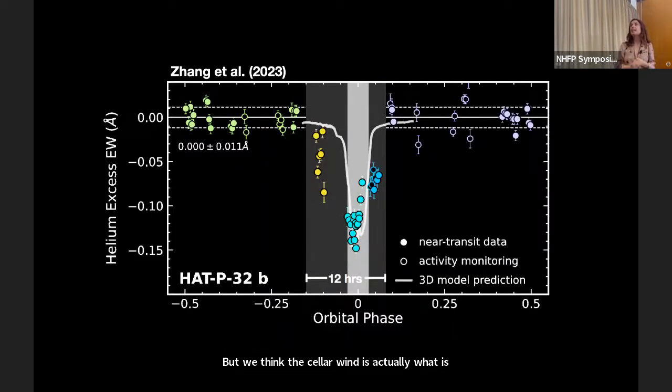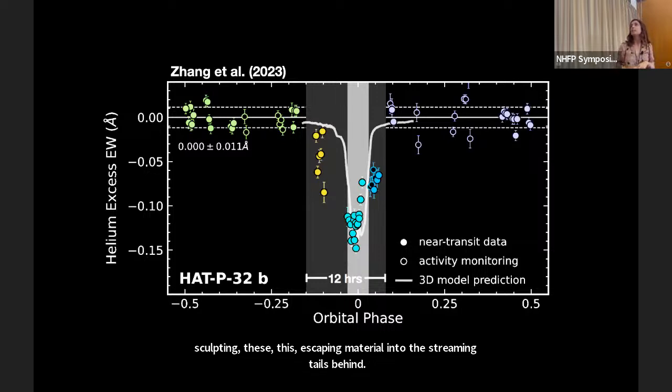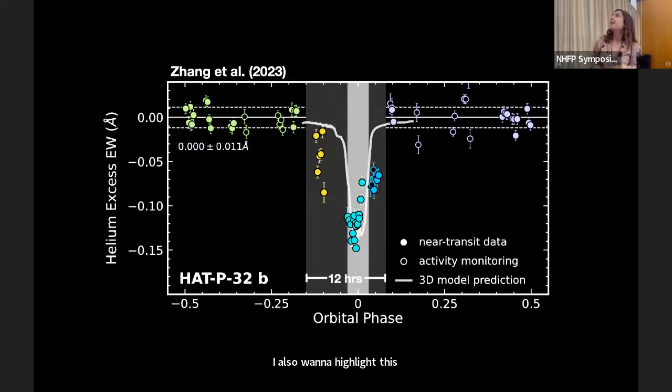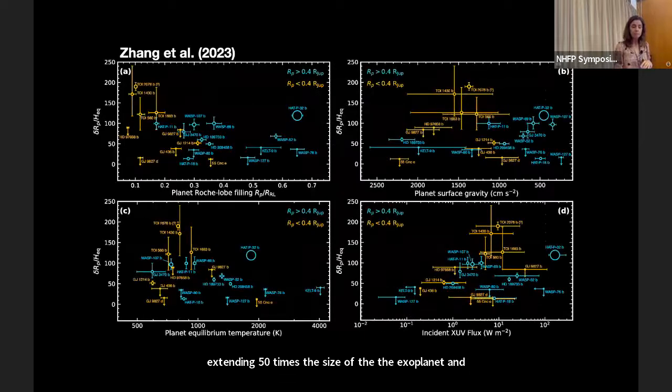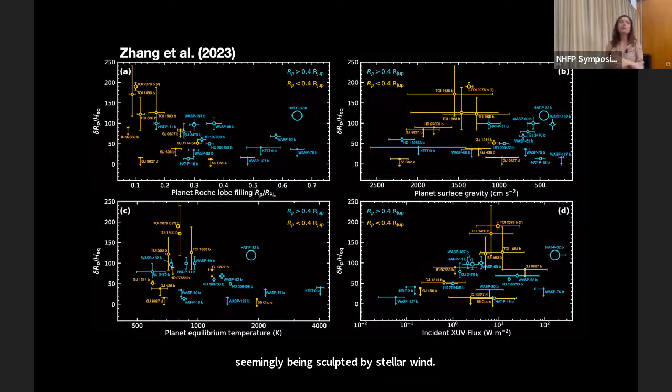I'd also want to highlight this incredible work earlier this year led by ZJ. This was the largest tail of any exoplanet that's ever been seen, with this helium line extending 50 times the size of the exoplanet and seemingly being sculpted by stellar wind. But also at the end of this paper, they highlighted one of the difficulties of doing this helium work. So these are all of the helium detections that have been made so far in 4 different plots.